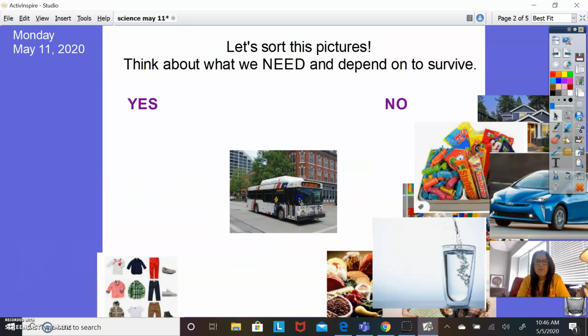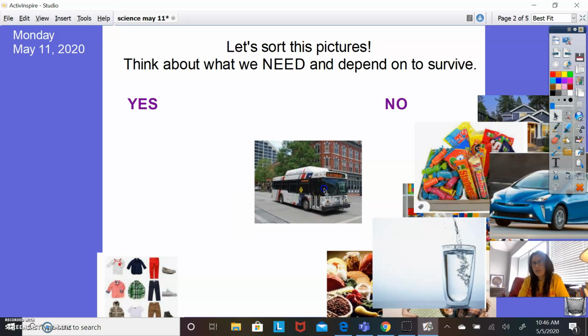What about a bus? Do we need that? Maybe we don't have a car. We might need that to get to work, to school, to get from place to place. Do you think we need that?